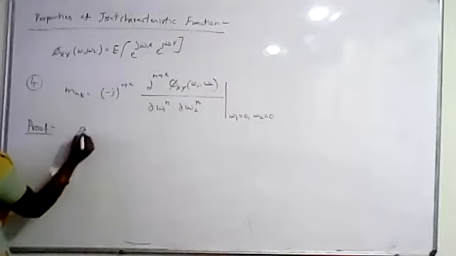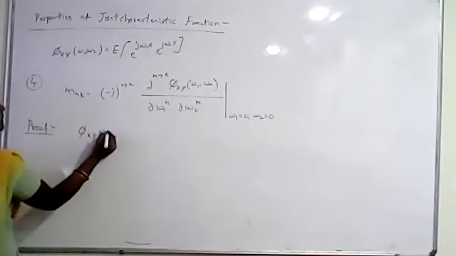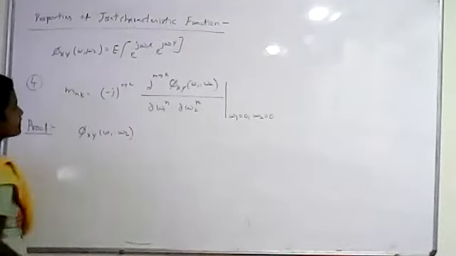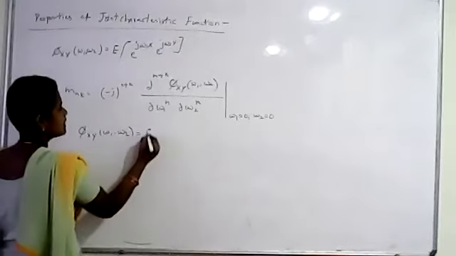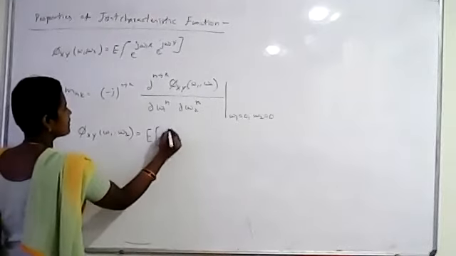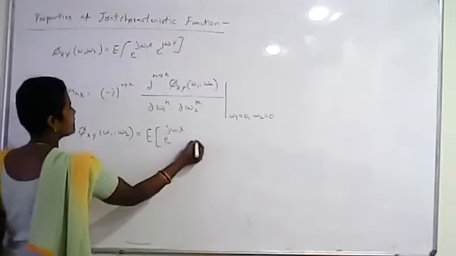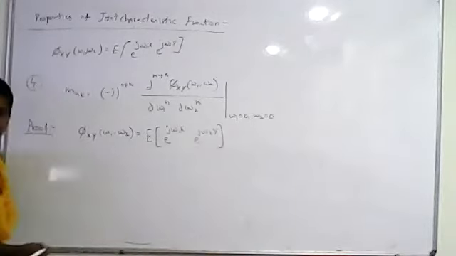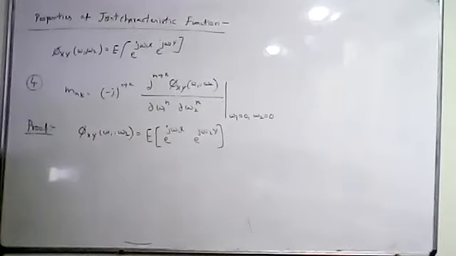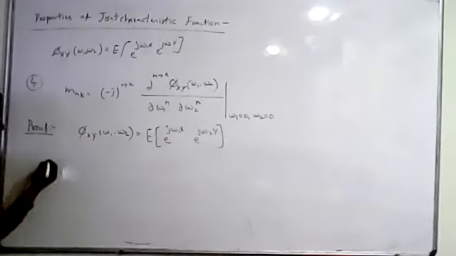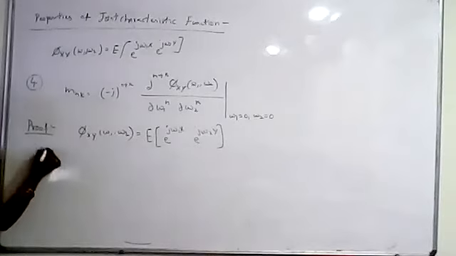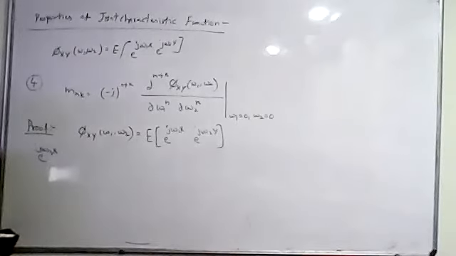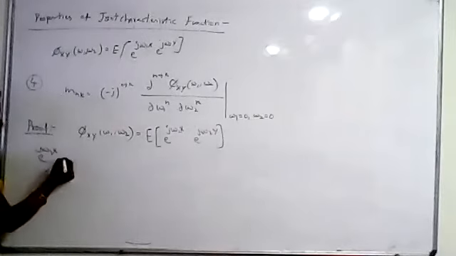Now we know that phi xy of omega 1 comma omega 2 is the expected value of e power j omega 1 x, e power j omega 2 y. Now e power j omega 1 x will be expanded by using series expansion.